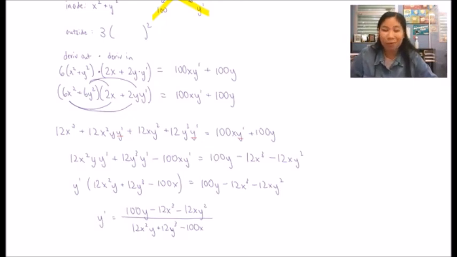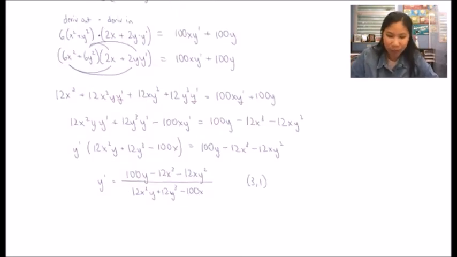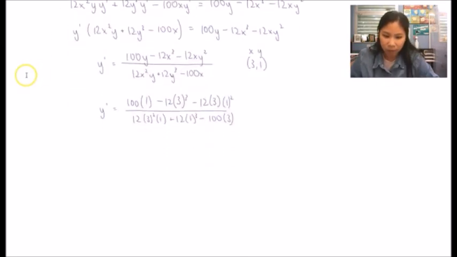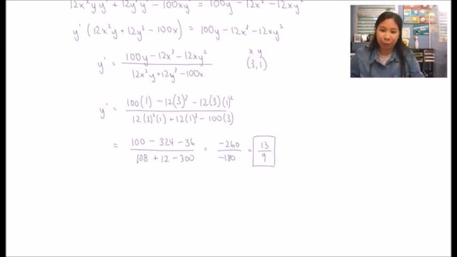So we have the derivative now. But our original problem was to find the slope at the point 3, 1. So that just means we need to plug the x and the y values of this point into our derivative, and that'll give us the slope. So y prime, or our slope, is going to be 100 times y, which is 1, minus 12 times our x, which is 3 cubed. So simplifying this down, I end up with a reduced fraction of 13/9. So that's the slope. Did it.